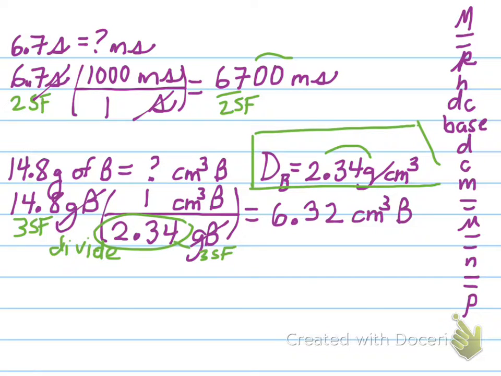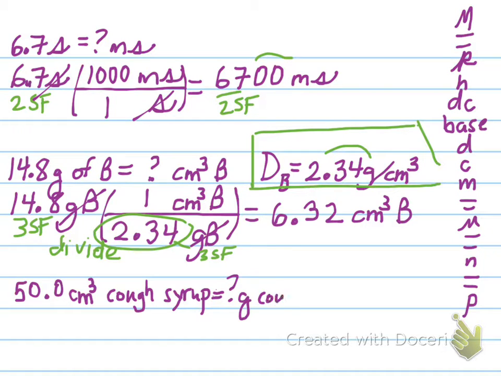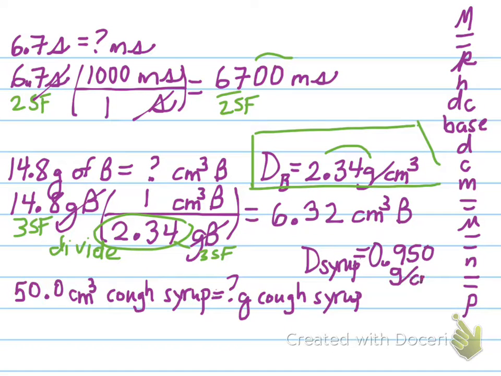Okay, one more sort of like that. So we have 50 cubic centimeters of some cough syrup. We want to know how many grams of the cough syrup we have. And we know that the density of the syrup is 0.950 grams per centimeter cubed.